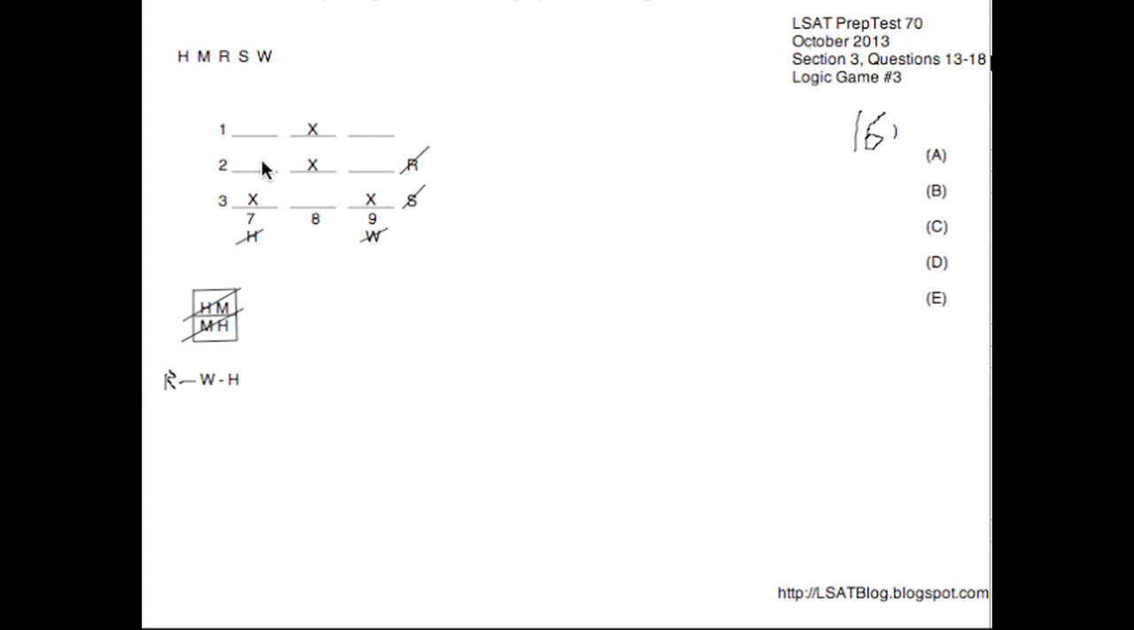We can never have R on screen 2 at 7 because R is never on 7, period. So we either have R on 1, H on 1, or R on 1, H on 2. 2 different major possibilities. I'm going to draw out both of those now. So here are those 2 different diagrams.